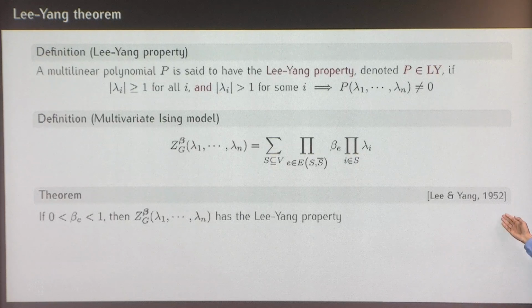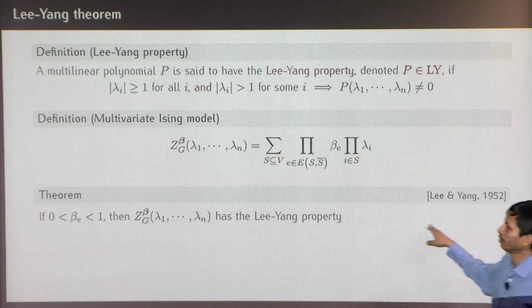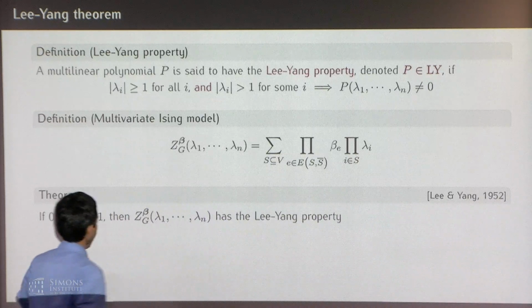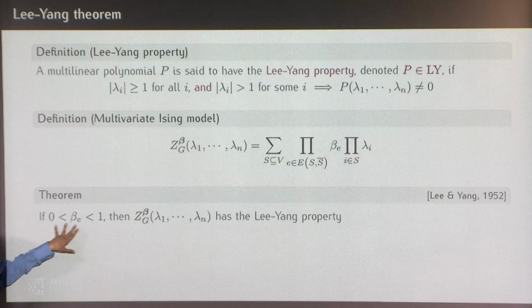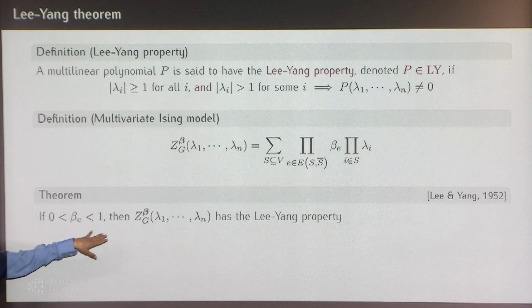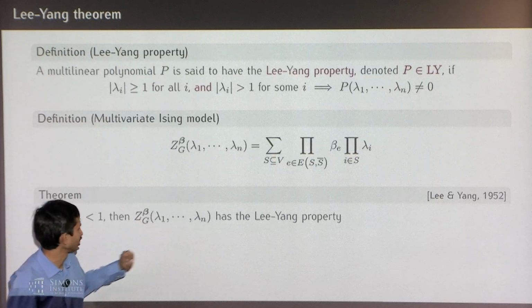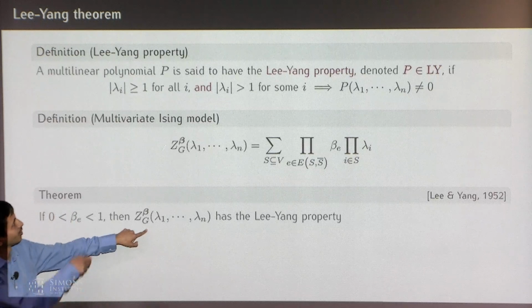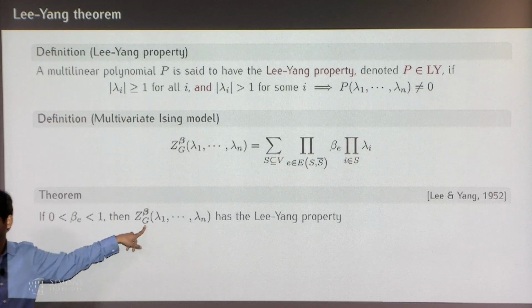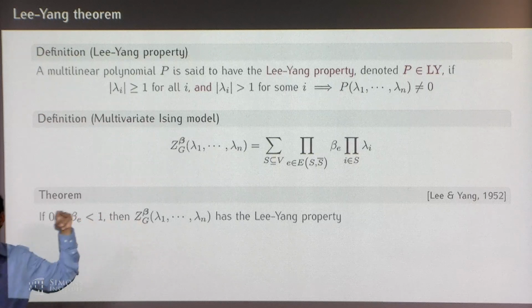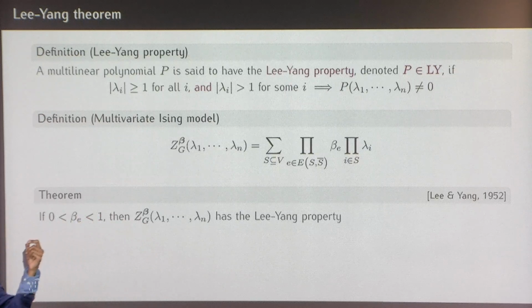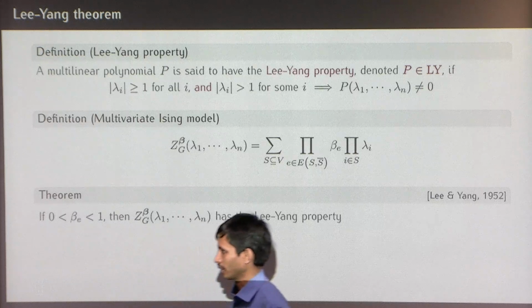And what Lee and Yang proved, and we'll see Asano's proof of this, is that whenever the edge activity is between 0 and 1, so whenever we are in the ferromagnetic regime, then this polynomial has the Lee-Yang property. Actually, technically speaking, to be precise, I should also have G connected. But yeah, so it has the Lee-Yang property in the sense that it does not vanish as long as at least one of the lambdas is outside the unit disk, and all of them are on or outside. Okay, as long as G is connected.